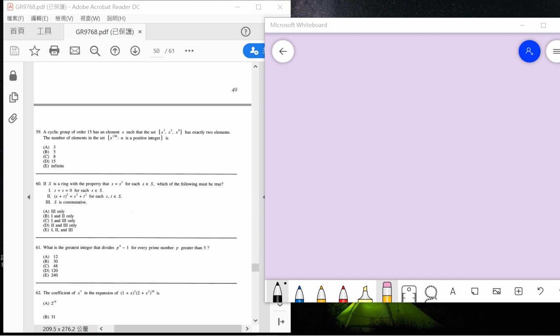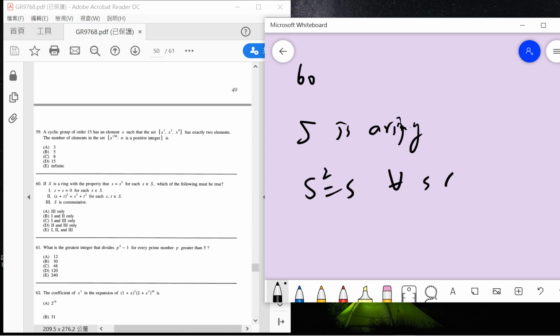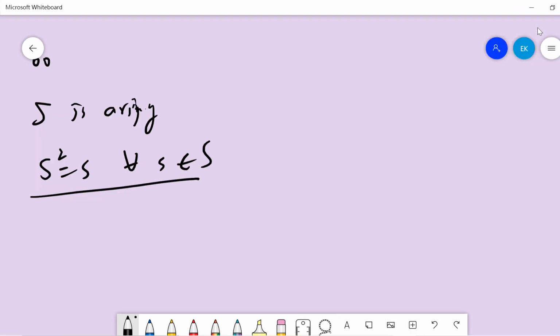Solving the Math GRE, 9768, number 60. Number 60 says that S is a ring, S squared equals S for all S belonging to S, and asks which one is correct.